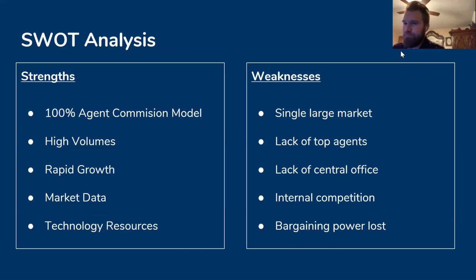And for weaknesses, I will cover the single large market, the lack of top agents, additionally the lack of a central office, an internal competition between agents, and lastly, the bargaining power lost due to that.